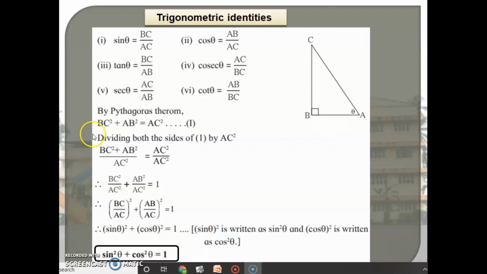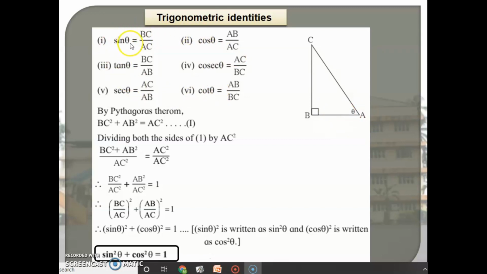Trigonometric identities. Look at this figure in which angle B equals 90 degrees, and angle A is theta. So in this right angle triangle, segment AC is the hypotenuse, side BC is the side opposite to angle theta, and side AB is the adjacent side for angle theta. We have 6 trigonometric ratios of angle theta.